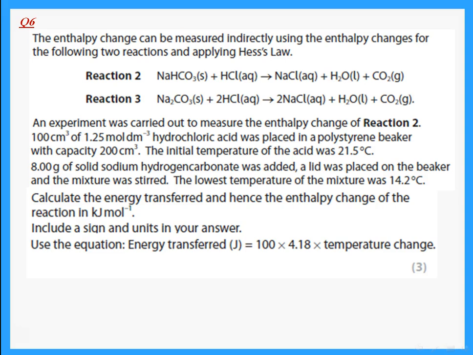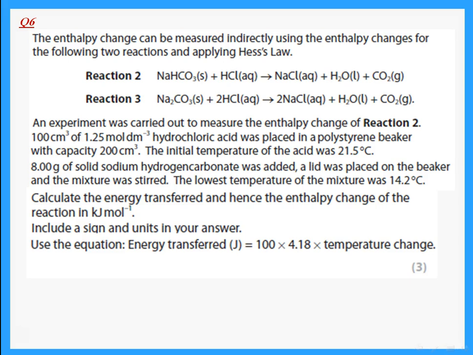The initial temperature of the acid was 21.5. And then he put in 8 grams of solid sodium hydrogen carbonate. A lid was placed and the mixture was stirred, and the lowest temperature of the mixture was 14.2. Calculate the energy transferred and hence the enthalpy change of this reaction and include signs.